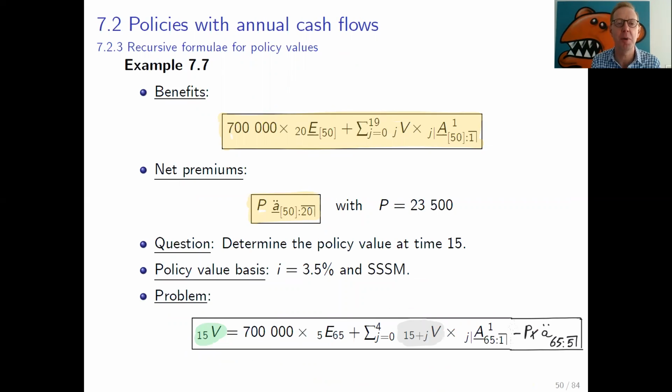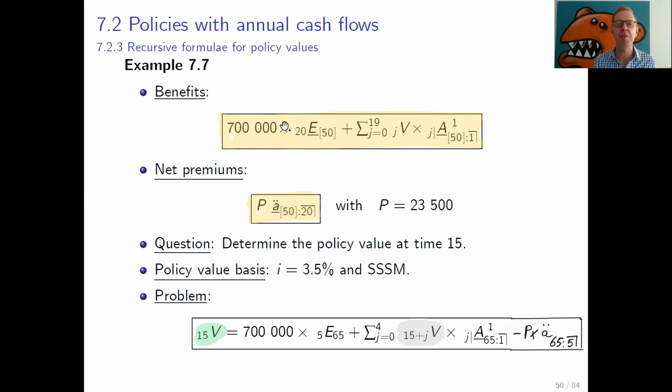Let us now have a look at example 7.7. Let us consider the contract with the following benefit cash flow. It's a pure endowment on a person of age 50 for a duration of 20 years. If the person of age 50 is still alive at age 70, he will receive 700,000.